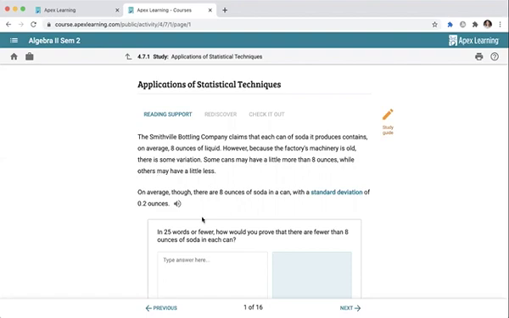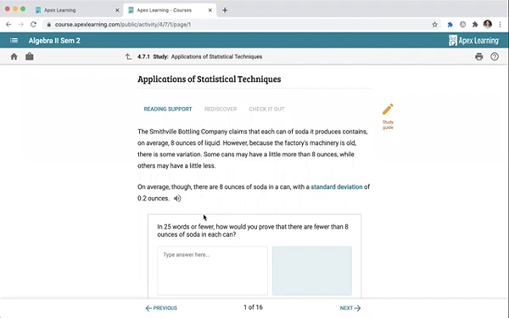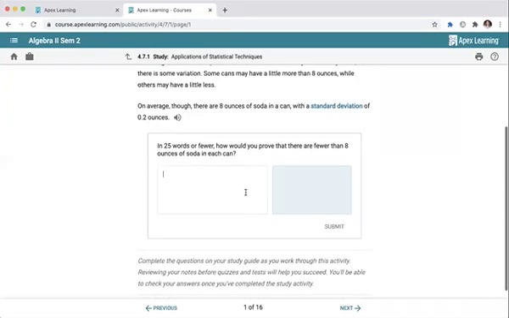Okay, so if we look here, this first example is talking about sodas, a soda bottling company. They're saying on average the soda produces 8 ounces of liquid. However, because the factory's machinery is old, there is some variation. Some sodas have a little more than 8 ounces, while others have a little less. On average, there's 8 ounces with a standard deviation of 0.2 ounces.